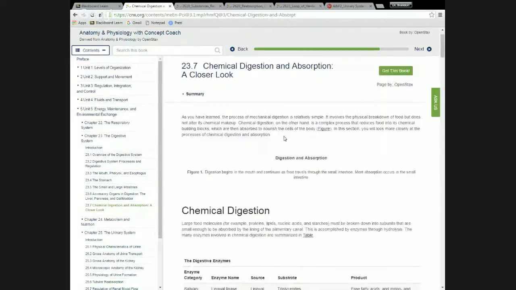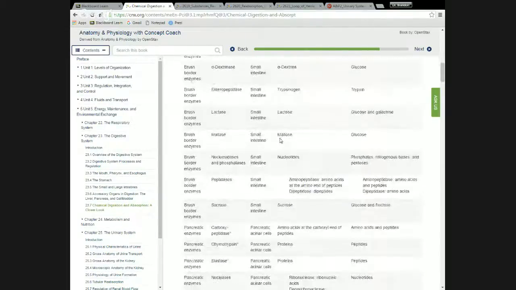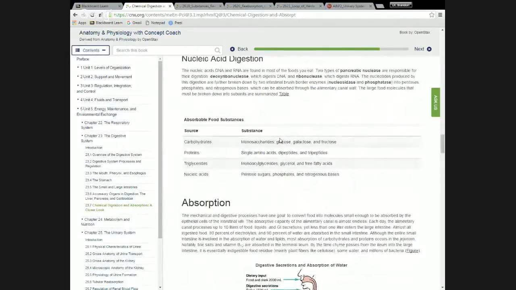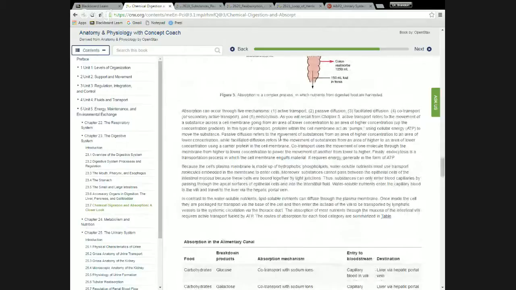In the absorption section, absorption, come on. There we go.